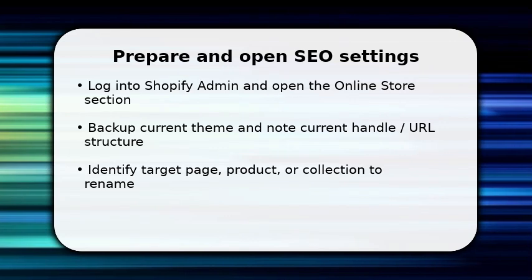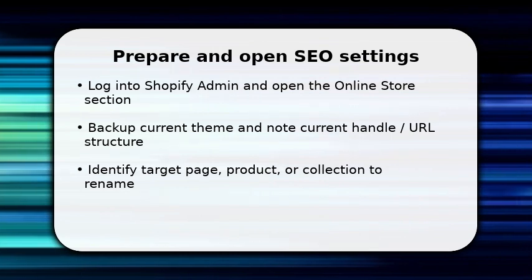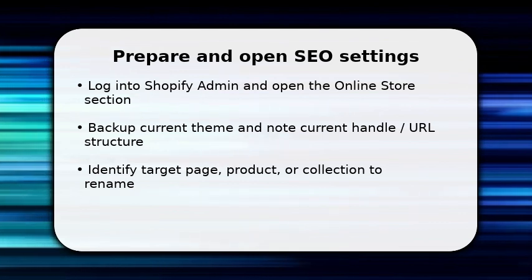You're already in Shopify. Go straight to online store, then pages, products, or collections. Open the item you want to rename and scroll to the search engine listing preview. You need to edit the URL and handle field. This controls the final slug users see.